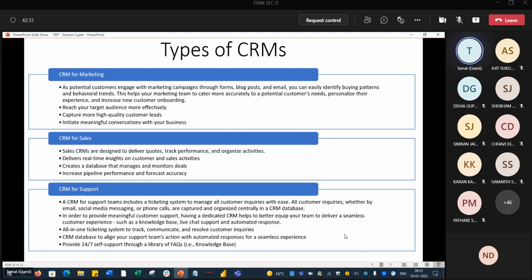Okay, so these are the types of CRMs you can have right now. You can see that they provide 24/7 sales support through a library of FAQs, a CRM database, alignment of your support team, and all-in-one ticketing systems. All those things you will be getting with this.